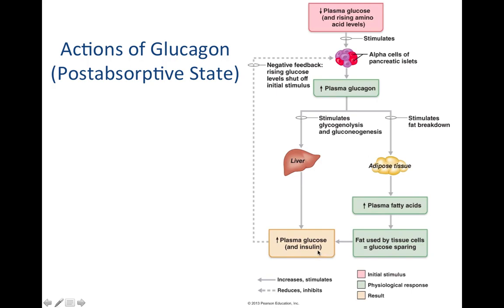As your blood glucose rises due to these processes, eventually your glucose levels will return back to normal, and then as you have normal glucose levels, this will turn off the secretion of glucagon. And so glucagon is regulated through negative feedback. As your glucose comes back to normal, you won't be secreting that glucagon anymore.